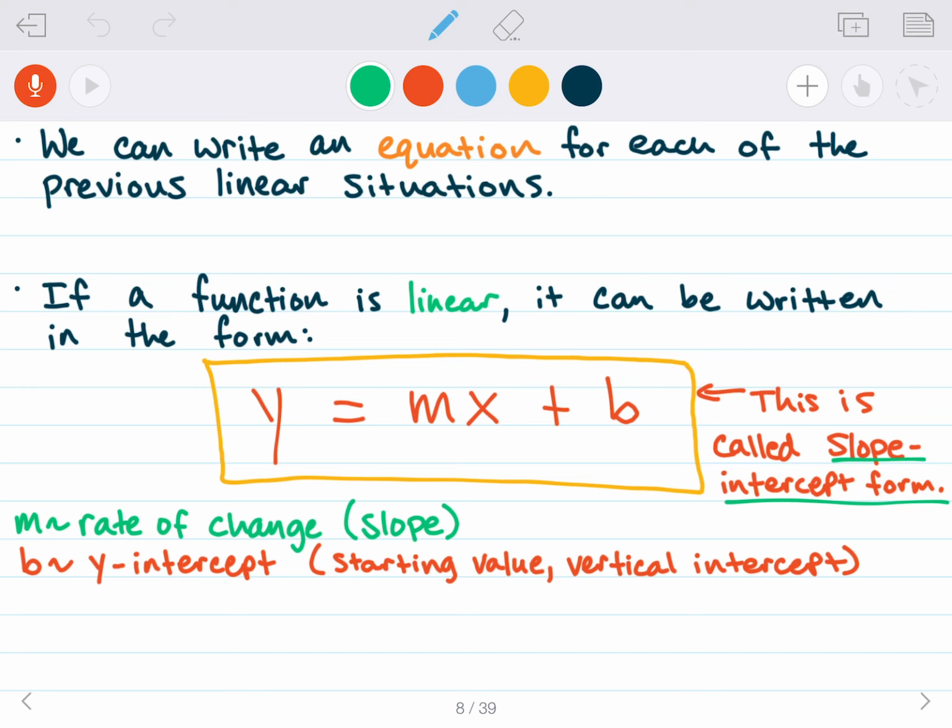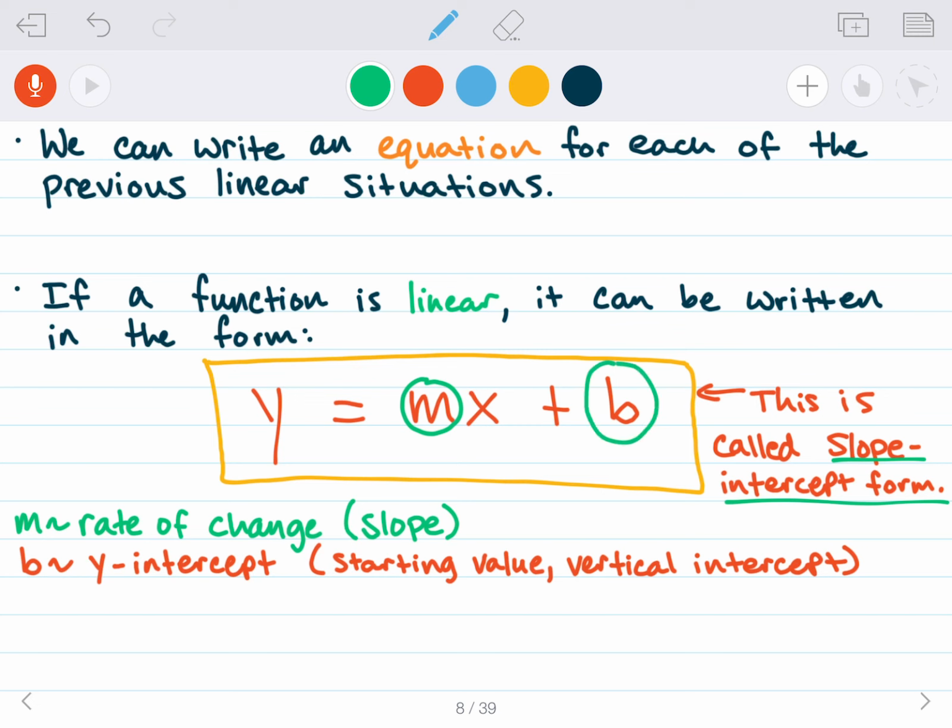So for all the situations we just looked at, we can actually write equations that represent each of those situations. We don't just need a table like we had before. So if a function is linear, it can be written in the form y equals mx plus b. We call this form slope-intercept form. And m, this number attached to our x, is the rate of change or the slope. So this is the set amount that we're changing from 1 year to the next, or 1 minute to the next, or whatever. And then b is our starting value.